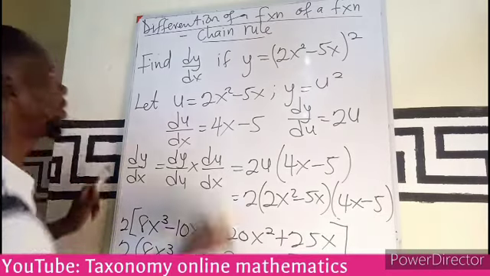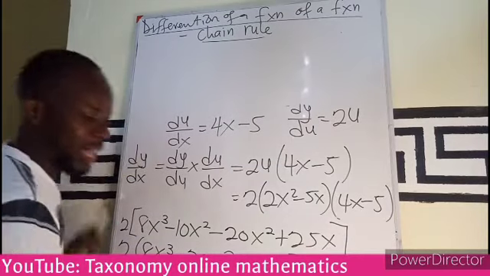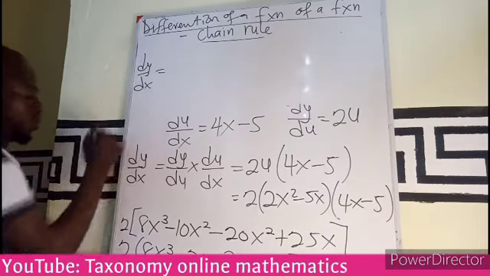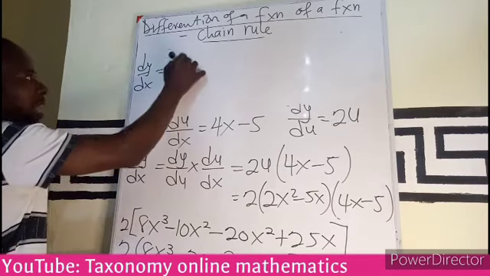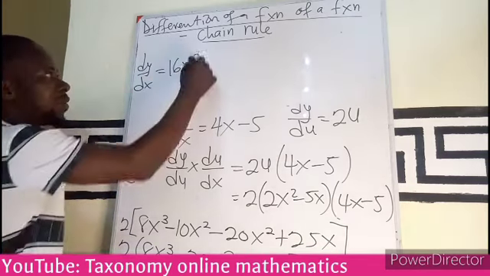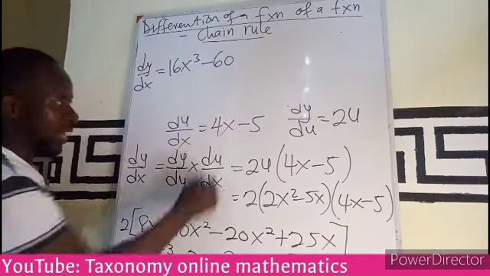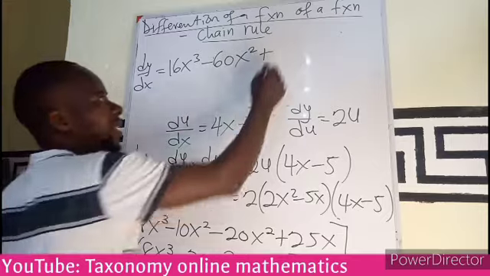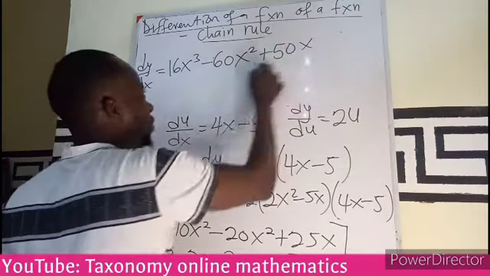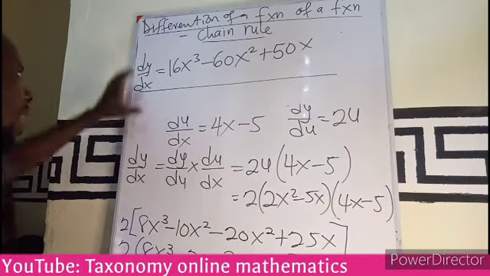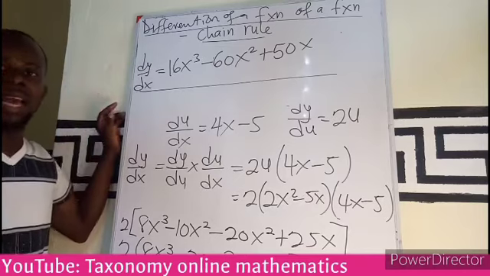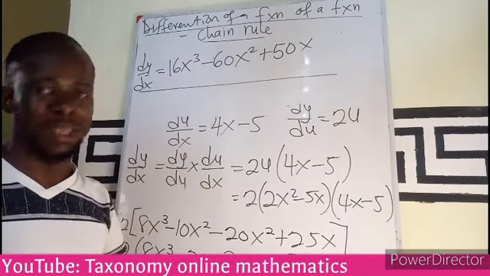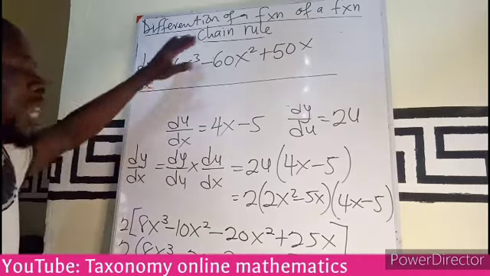But don't forget, we have a constant multiplying. So our final answer is just going to be 2 times 8. So our dy dx is now going to be 2 times 8, 16, then x exponent 3. 2 times 30 will give us minus 60, then exponent of x is 2. Plus 2 is multiplying 25, and I believe that gives us 50, then the x will follow. So the dy dx of our function is going to be 16x exponent 3 minus 60x exponent 2 plus 50x exponent 1.